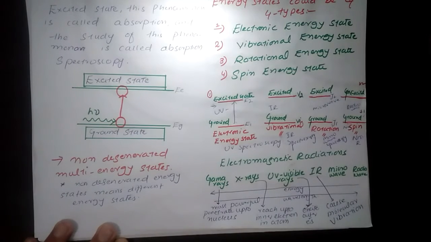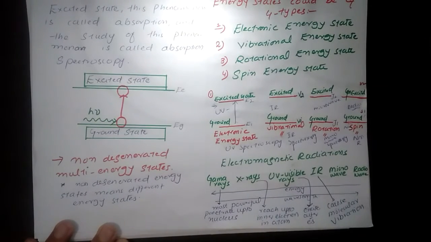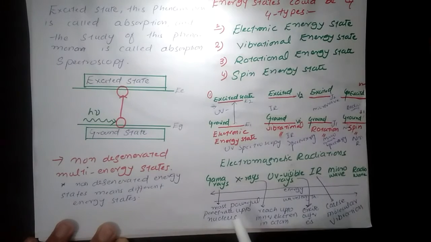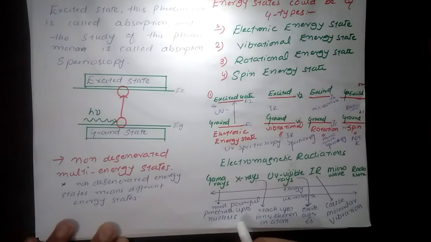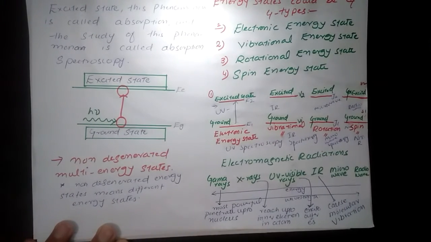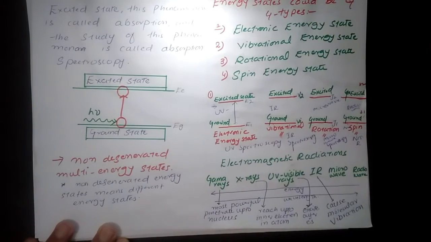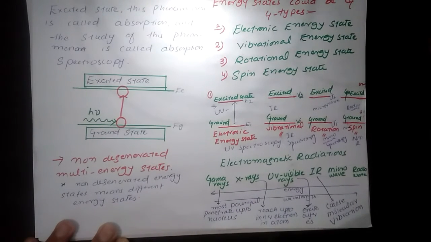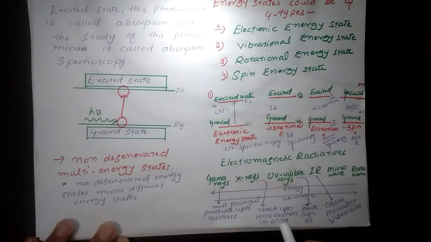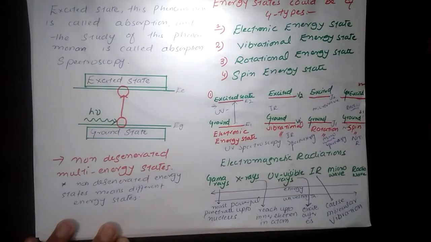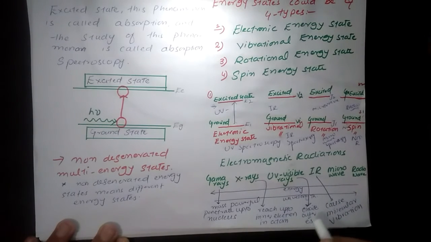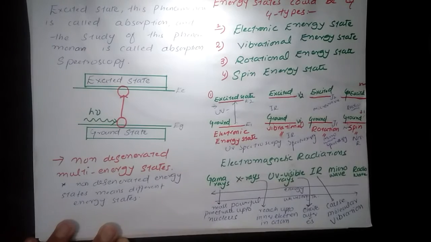While the wavelength of gamma rays is lowest amongst all, so it is more powerful. It could penetrate up to the nucleus if it is exposed to the atom, right? X-rays are a little less powerful as compared to gamma rays, but they could reach up to the inner electrons in the atom, right? And then the next rays are UV-visible rays, which could excite outer electrons, right?